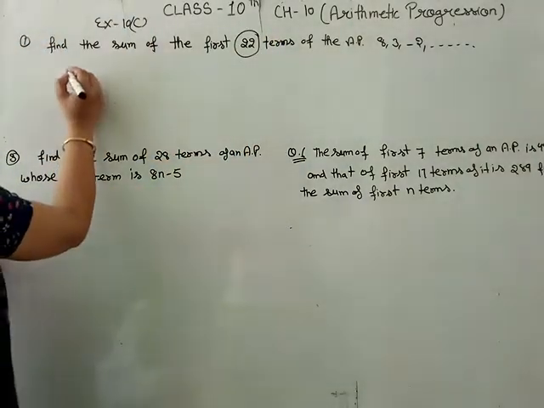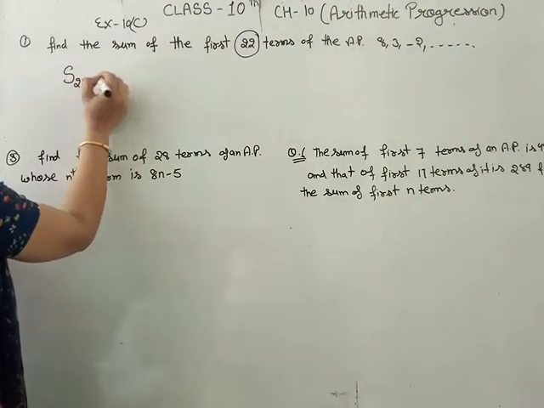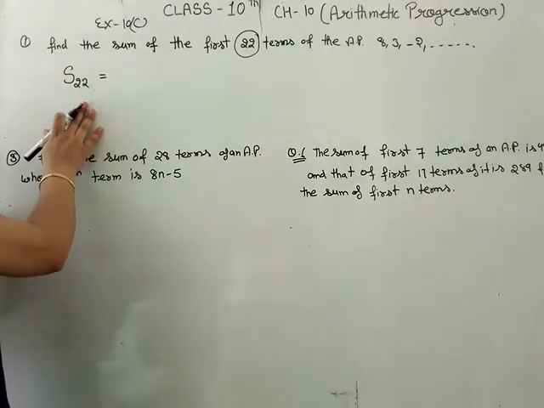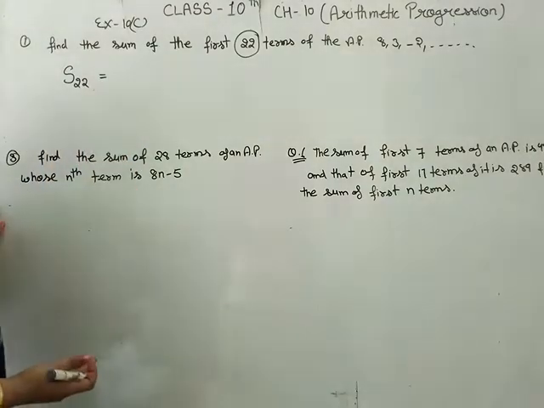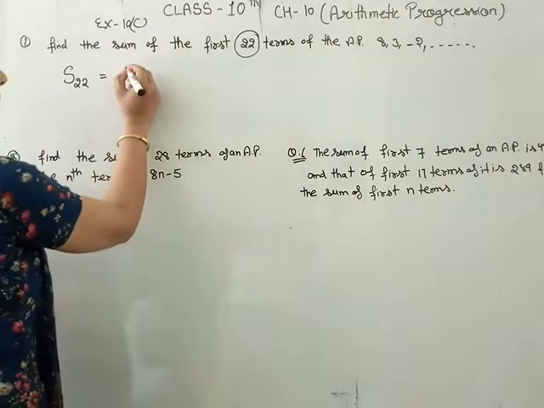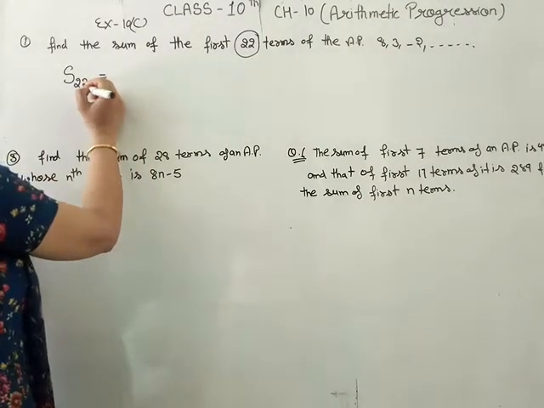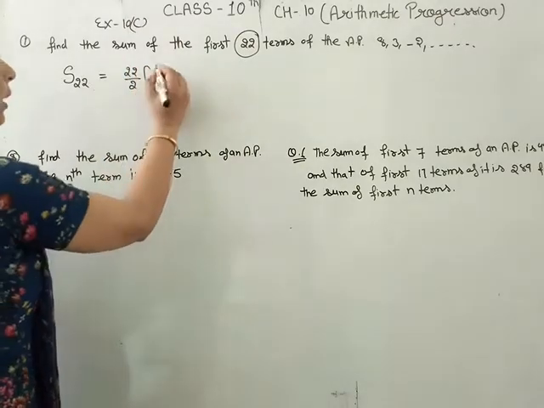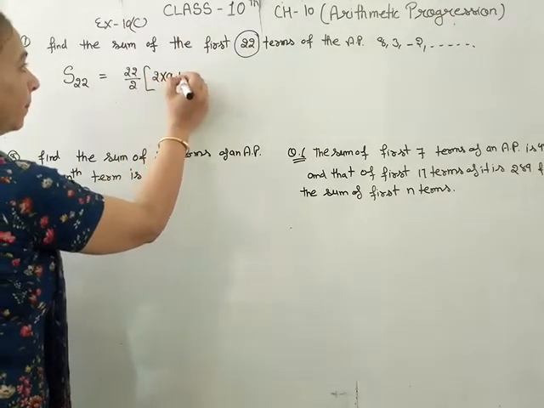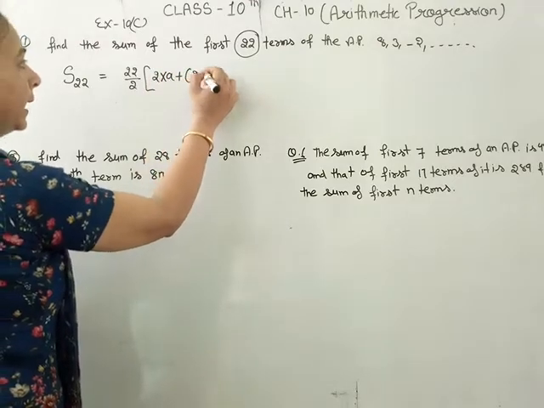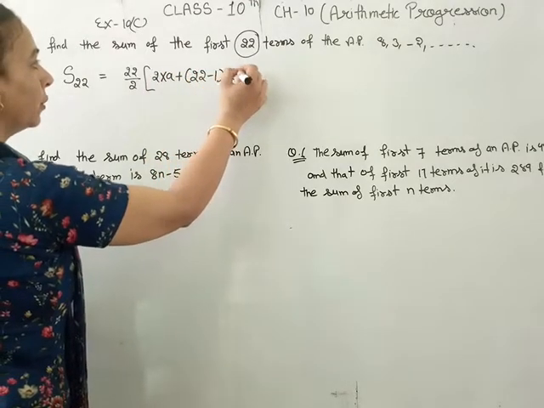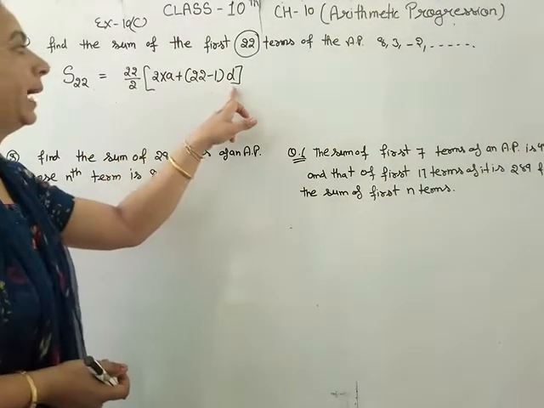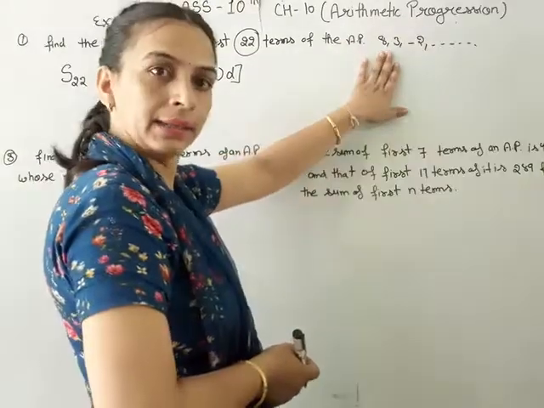First we write S22, that means the sum of 22 terms. And what is the result for the sum of n terms? n by 2 into (2a plus (n minus 1)d), but here there are 22 terms, so 22 by 2 into (2a plus (22 minus 1) into d). Students, for this we find a and d from the given AP.